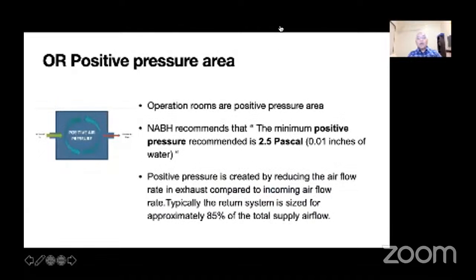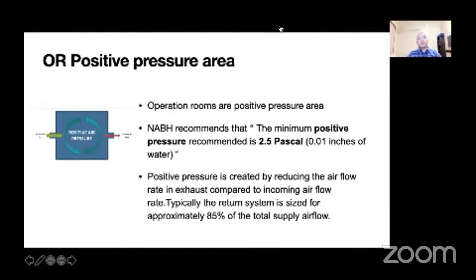Now, as per the current standard, the operation room is a positive pressure area. Our primary job is to prevent infection to the patient from the surrounding area. Only during COVID time, there was additional discussion about creating negative pressure rooms, but so far our standard says that operation rooms are positive pressure areas. NABH recommends that a minimum positive pressure of 2.5 pascals or 0.01 inches of water should be maintained inside the operation theater. Now, how is this created?